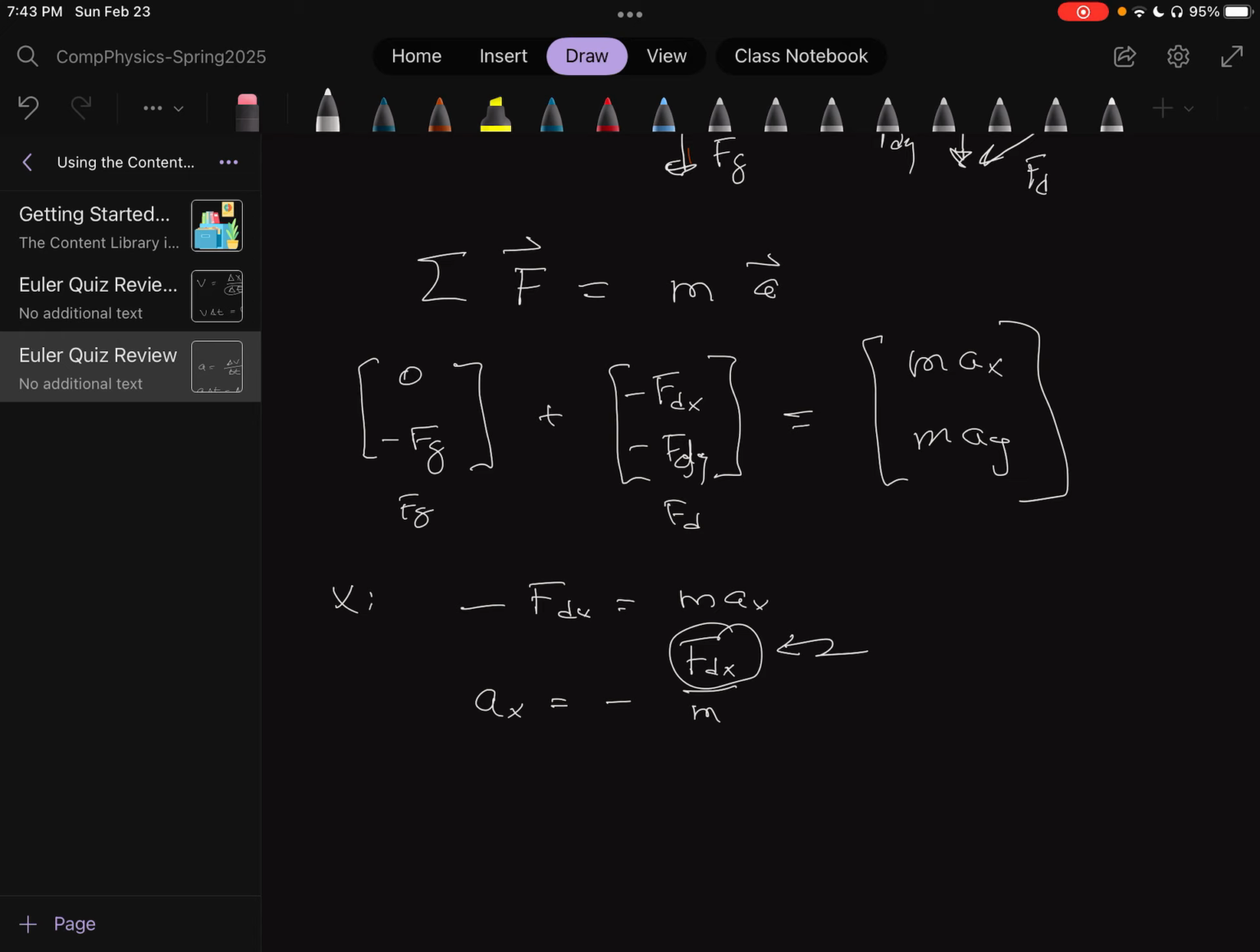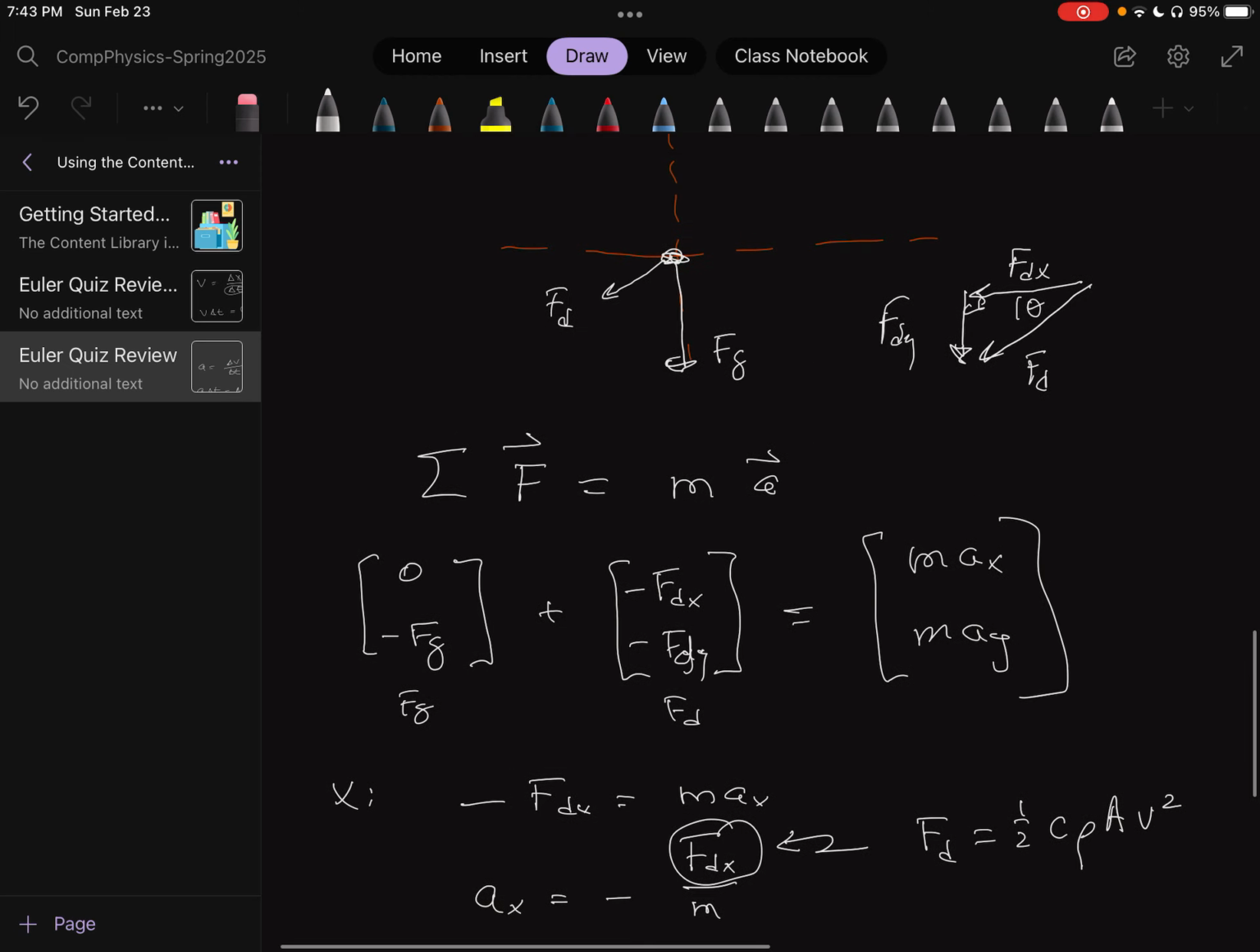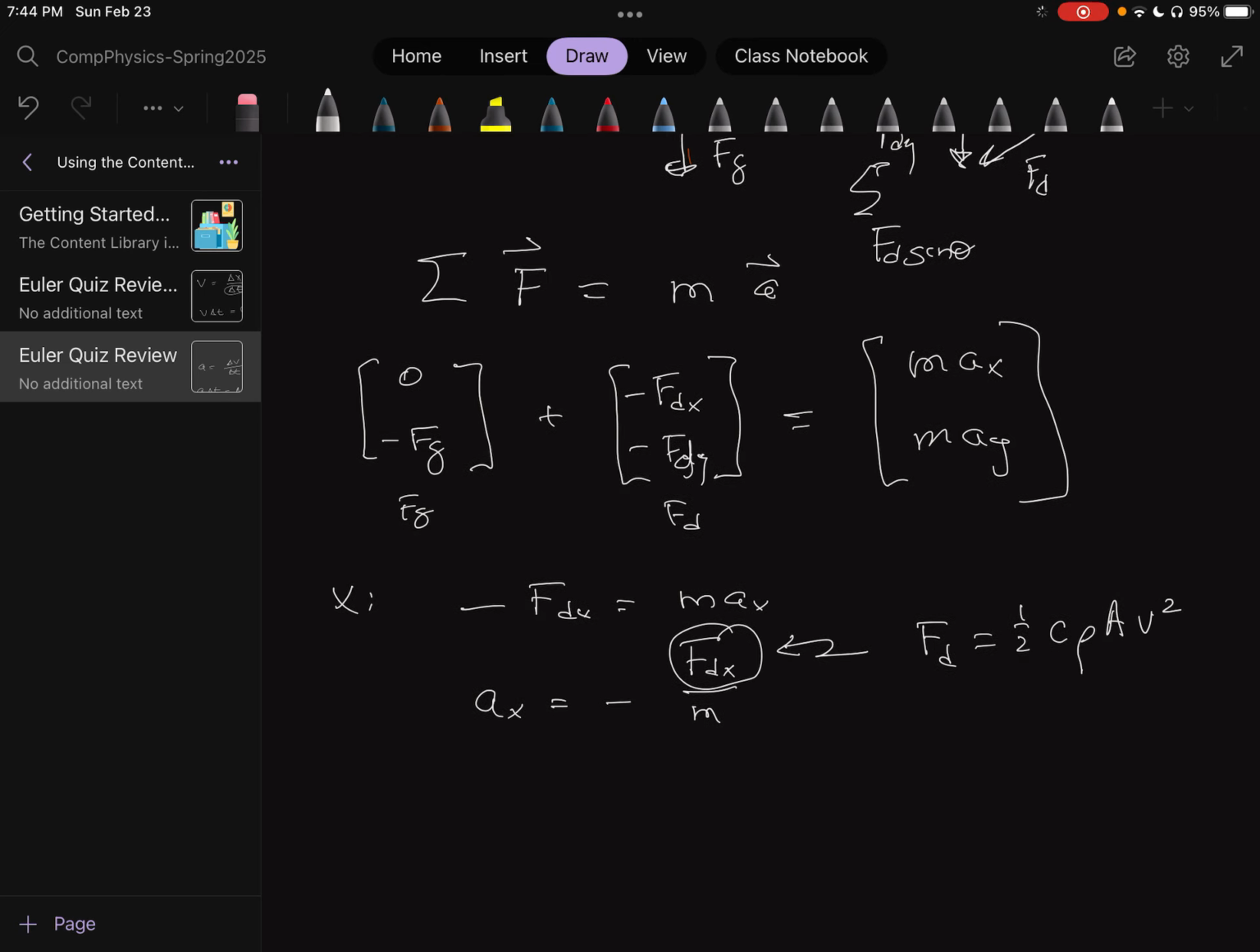And we could be more specific with drag. We know that is 1/2 C, the drag coefficient, times the density of air, cross-sectional area, v squared. But we want the x component of that, right? So this would be Fd cos theta, and this would be Fd sine theta. So if we do Fd cos theta, then we have 1/2 C rho A v squared cos theta.